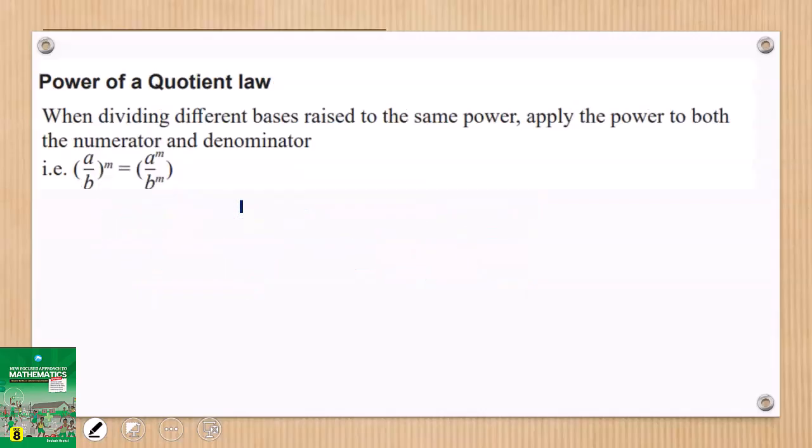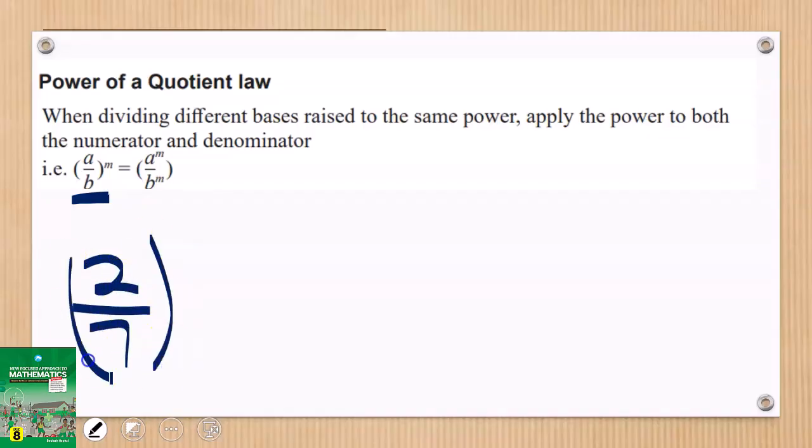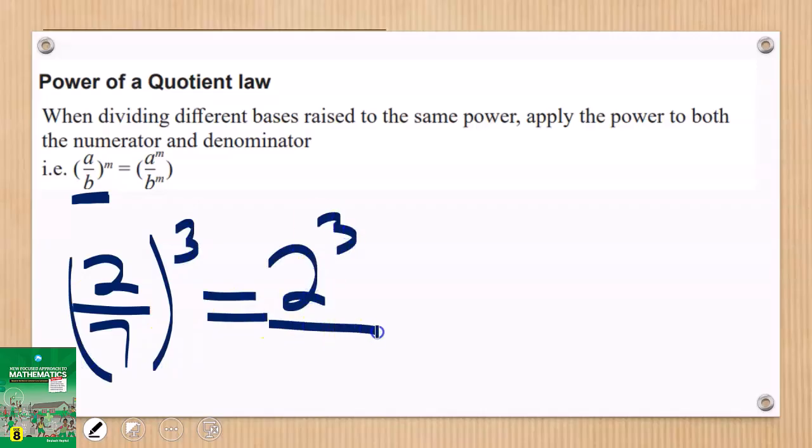Then the next law is the power of a quotient law. What it means is that if the numbers are divided, and they all have a common exponent, the exponent must affect both the numerator and the denominator. For example, if I have 2 over 7 all to the power 3, I can easily write 2 to the power 3 divided by 7 to the power 3. That's what it means. So we can simplify that.